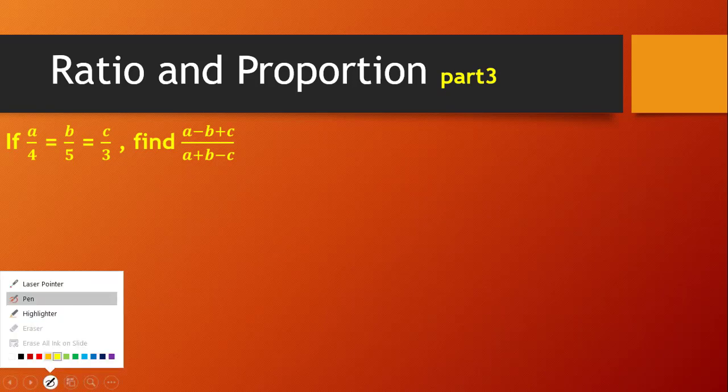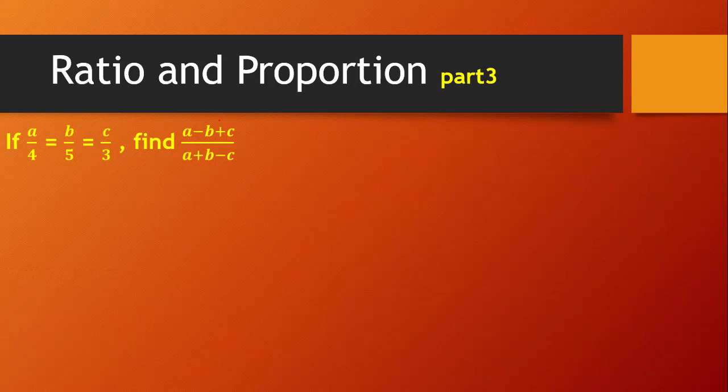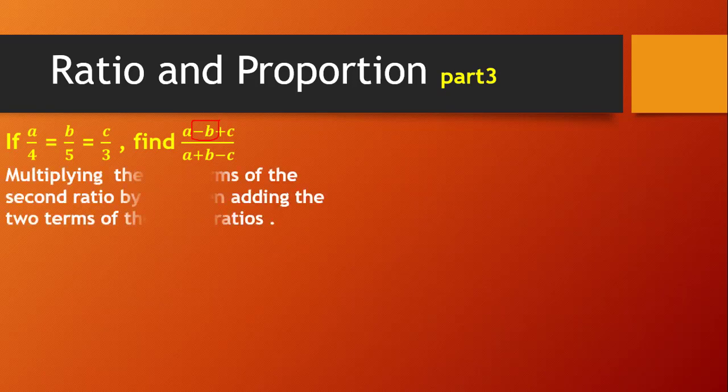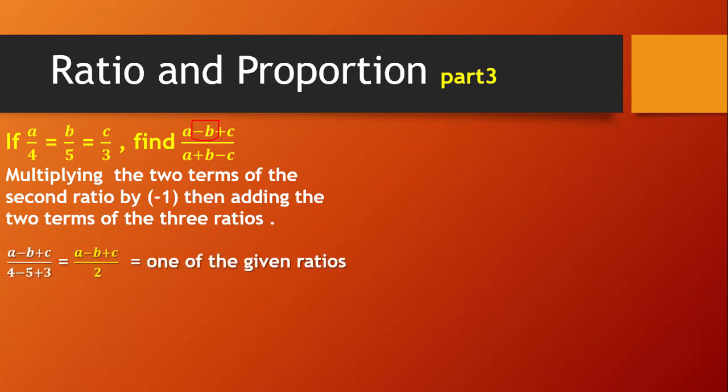So I should multiply the second term by negative 1. Then I'll add. Okay. If you multiply the second ratio up and down by negative, so we have here negative and here negative.